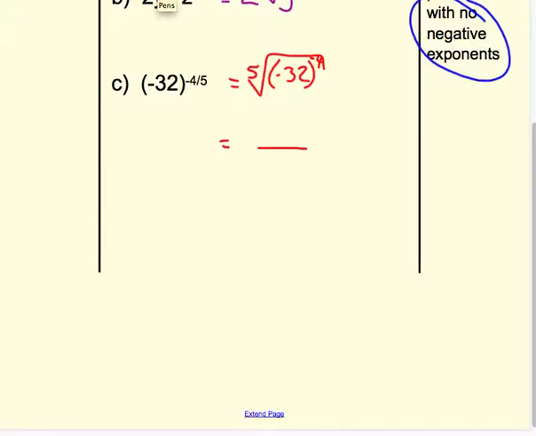If you multiply a negative times itself 4 times, it becomes positive. So I'm going to simplify even further by dropping the negative on the 32. It becomes 1 over 32 to the 4th power, with the 5th root of all of that.